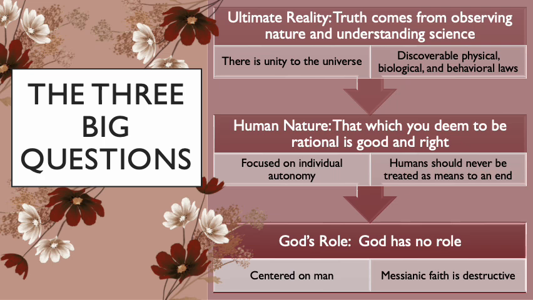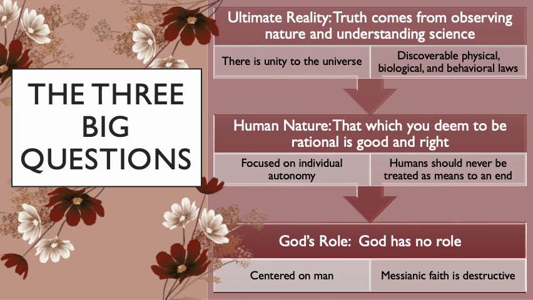According to secular natural law ethics, ultimate reality, or the source of truth, comes from observing nature and understanding science. Similar to religious natural law, secular natural law is grounded in the unity of the universe. However, in contrast to religious natural law, under secular natural law, instead of God being the source of truth, it is the discoverable physical, biological, and behavioral laws of science that produce truth.